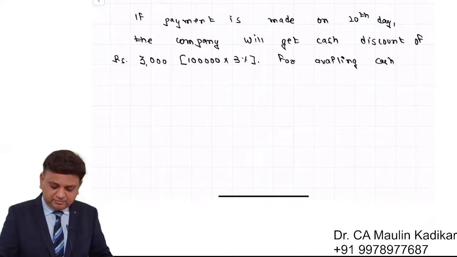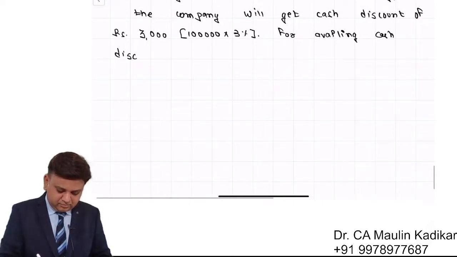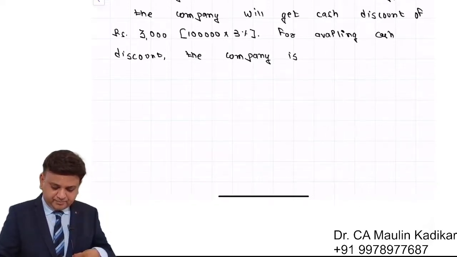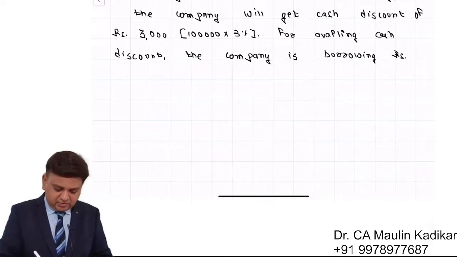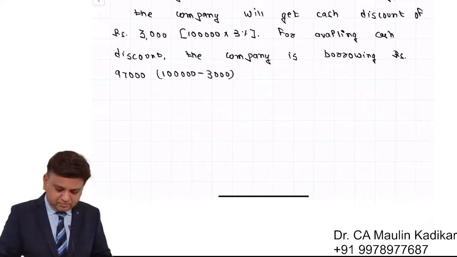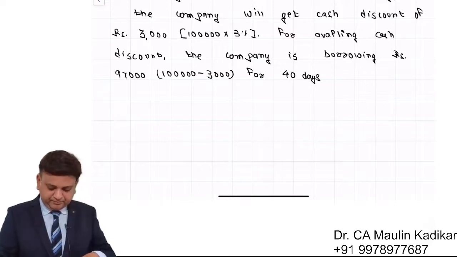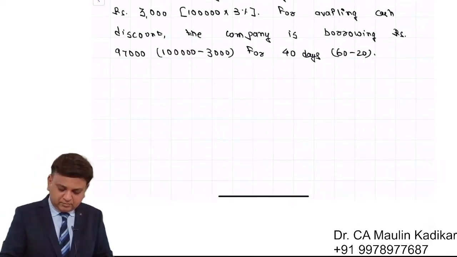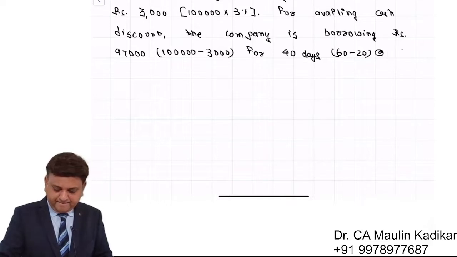For availing cash discount, comma, the company is borrowing rupees 97,000, in bracket write down 1 lakh minus 3000, for 40 days, in bracket write down 60 minus 20, at the rate 18%.